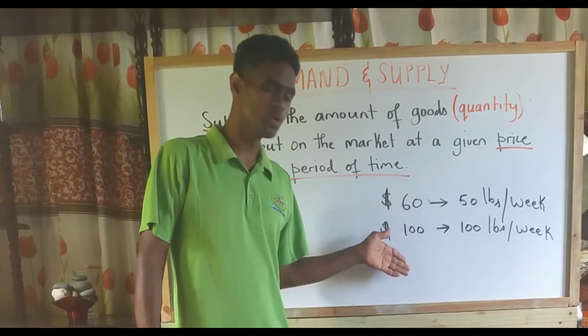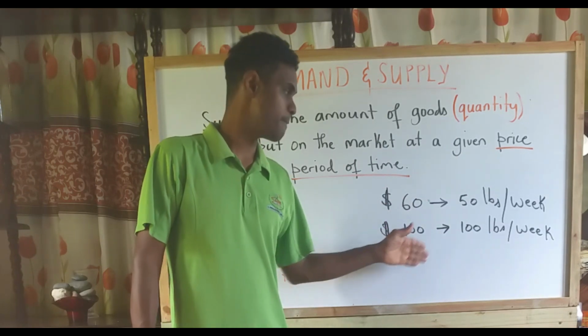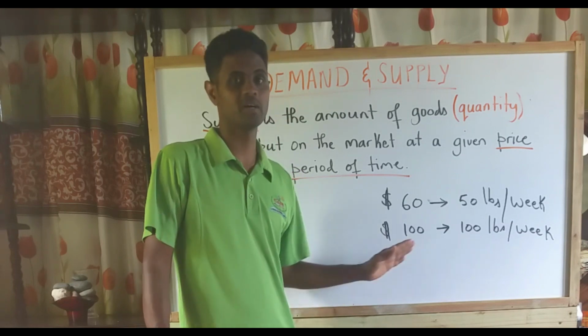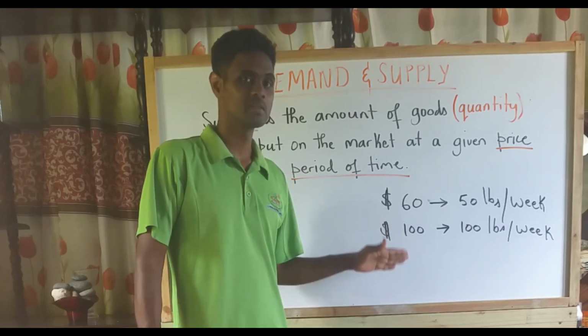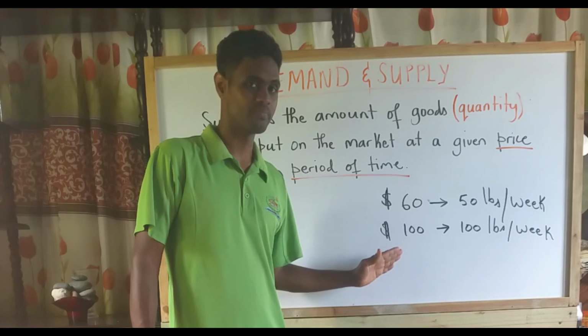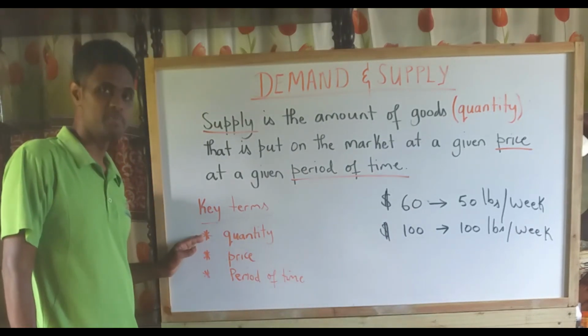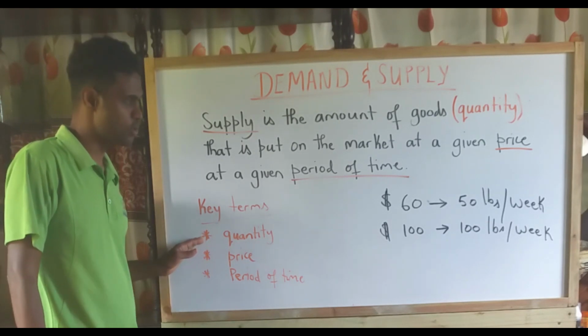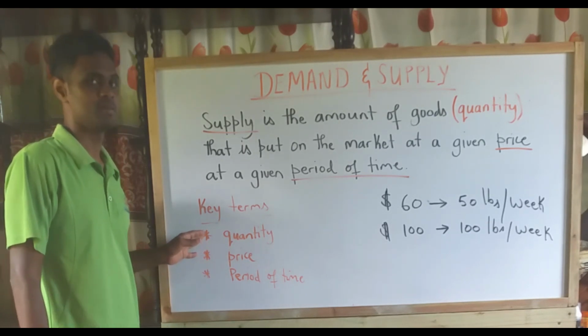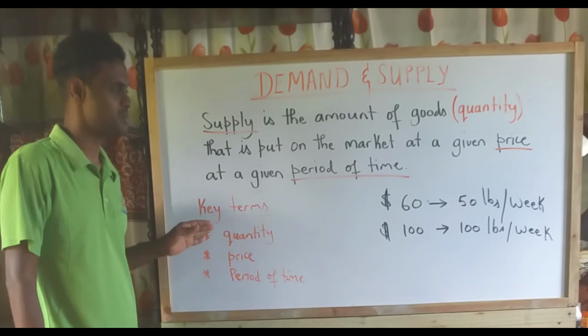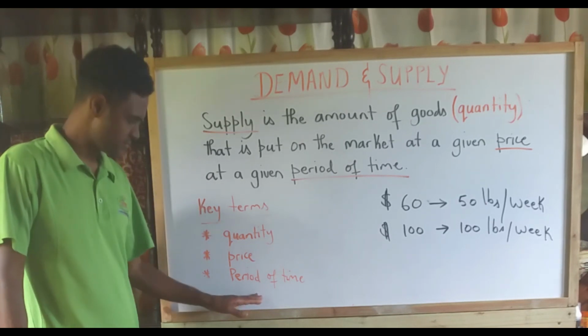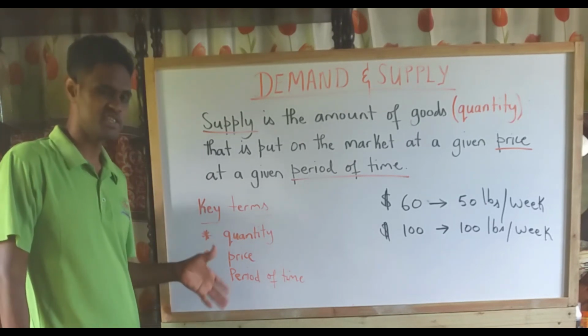However, if the price of goods goes up, the supplier may want to supply more of that good on the market because their intention is to make money. So that is the psychology of the seller. Let us look at the key terms in the definition. So quantity, as I just explained, when price is low, suppliers want to sell less. When selling price is high, suppliers want to sell more. In the period of time, supply for our goods can change at any time.